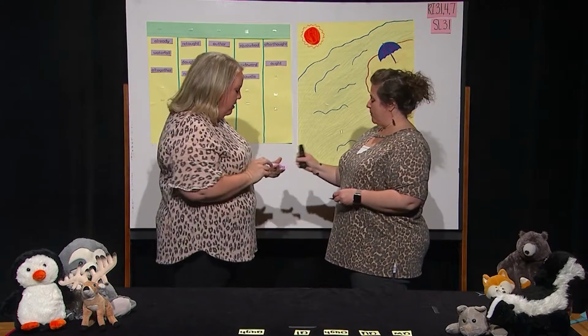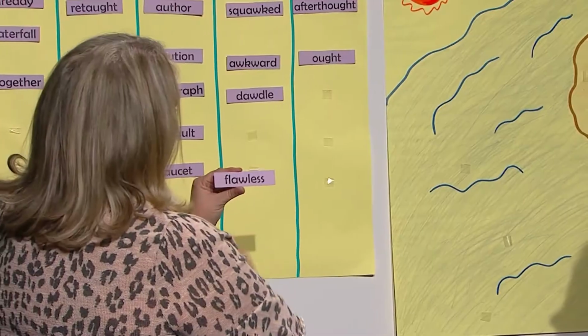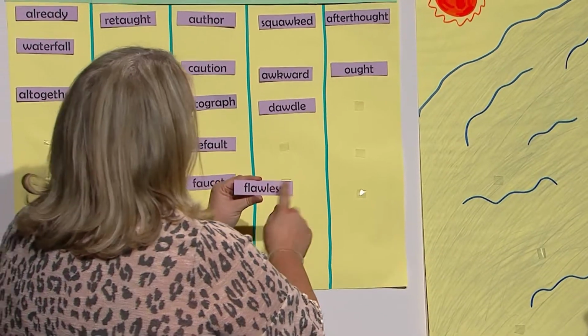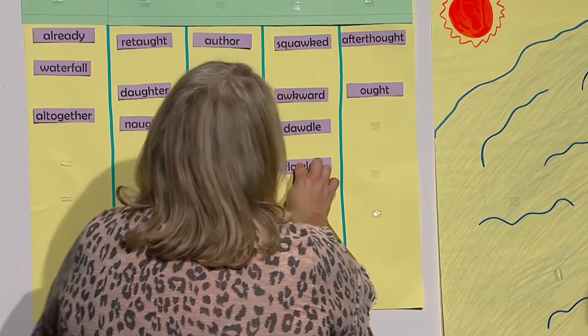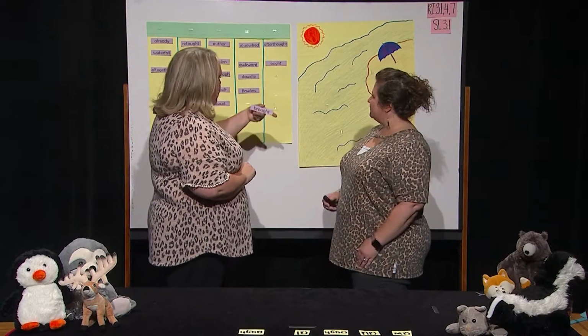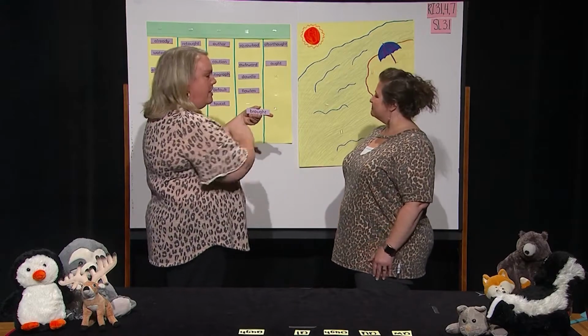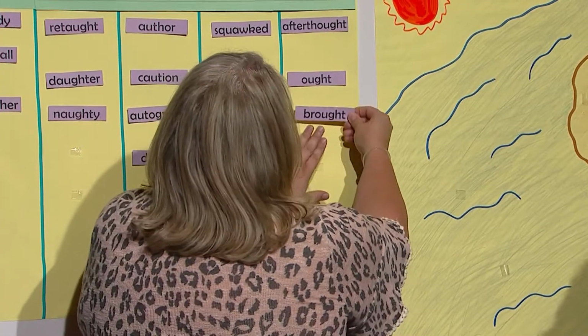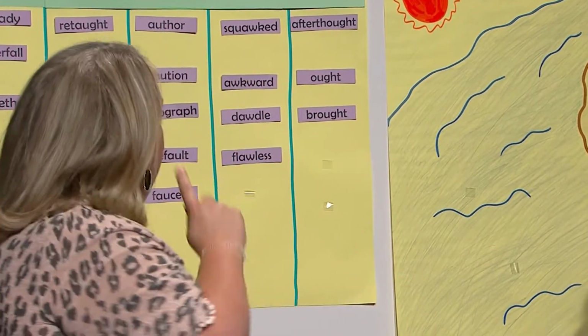Two more left. Okay. Flawless. There's that OW. Yes. All right, last one. Brought. It's that tricky one, but we already have it. We got it. Perfect. We did it.